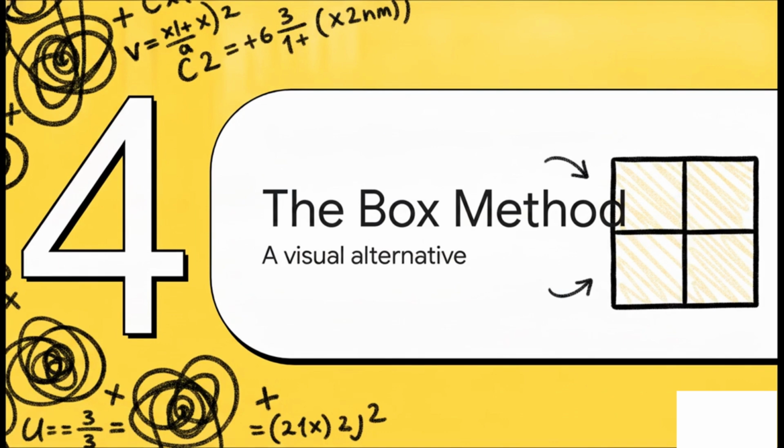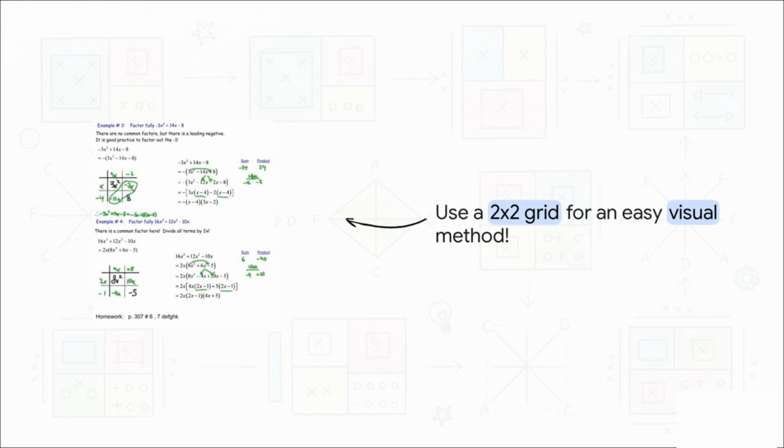Which brings us to section 4, the box method trick. Now, if you're a visual learner, you are going to absolutely love the box method. The beauty of it is that it uses the exact same AC math we just learned. But instead of writing everything out in these long algebraic strings, it organizes it into a really clean 2x2 visual grid. It is a total lifesaver for keeping track of your positive and negative signs.